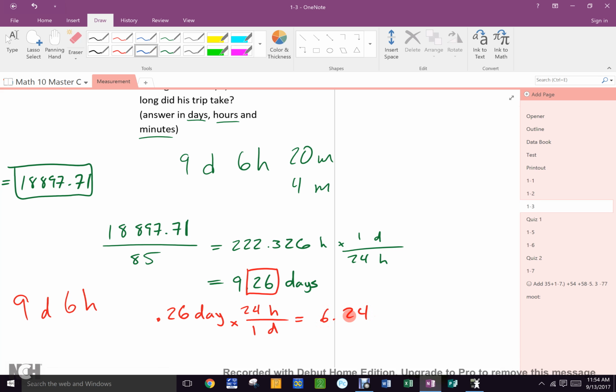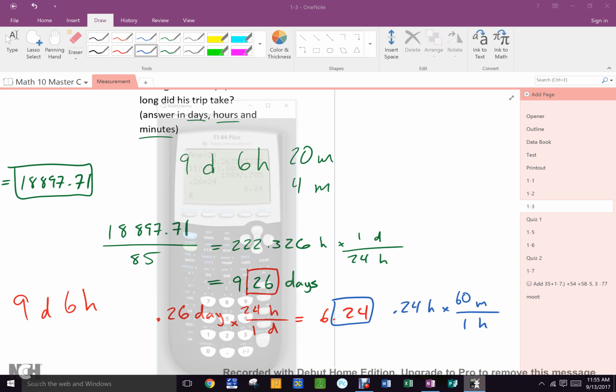6.24. Now, that 0.24 is hours, yes? So I need that in minutes. Minutes over hours, 60 minutes for 1 hour. So I've got to do 0.24 times 60. But again, it is close to 0.25, yes? Which is close to a quarter of an hour, which is 15 minutes. So before we even go to our calculators, we know this answer has got to be around 15 minutes. Go to our calculator, check it.